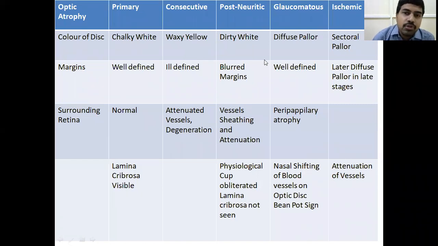In post-neuritic, it is dirty white. In post-neuritic, there is some amount of inflammation. That is, in case of optic neuritis or neuroretinitis, there will be inflammation. In inflammation, there will be release of polymorphonuclear neutrophils, thereby leading to some leakage of proteins and giving a dirty white color. In glaucoma, it is a diffuse pallor, very diffuse pallor. In ischemic type, it is a sectoral pallor. Because I told you, ischemic means anterior ischemic optic neuropathy. It could be arteritic or non-arteritic.